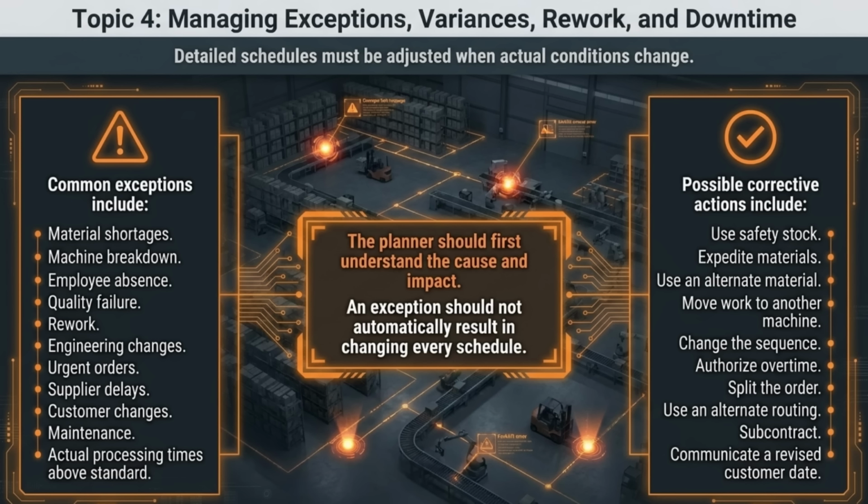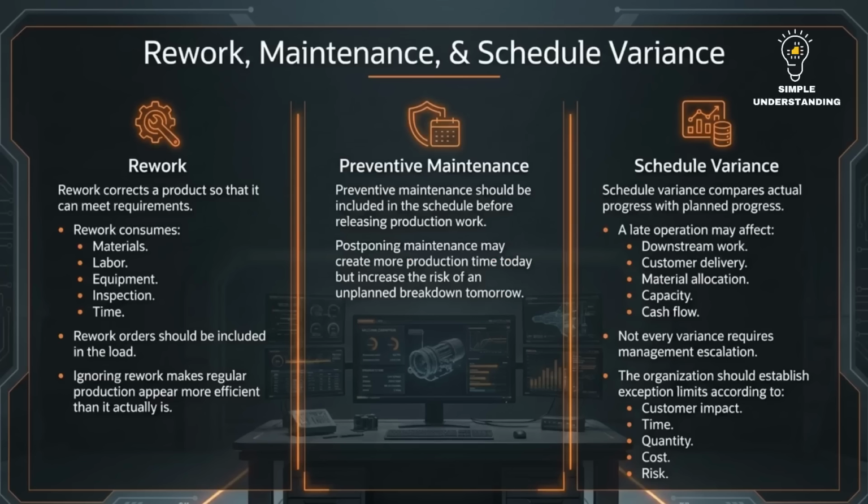Possible corrective actions include use safety stock, expedite materials, use an alternate material, move work to another machine, change the sequence, authorize overtime, split the order, use an alternate routing, subcontract, communicate a revised customer date. Rework. Rework corrects a product so that it can meet requirements. Rework consumes materials, labor, equipment, inspection, time. Rework orders should be included in the load. Ignoring rework makes regular production appear more efficient than it actually is.